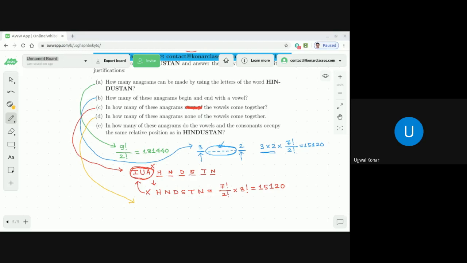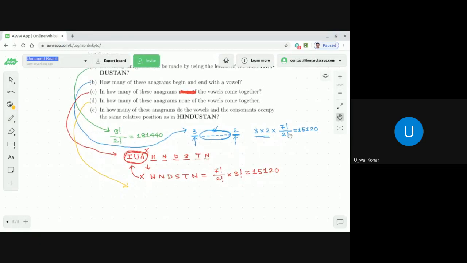Now, we can divide the task into 2 parts. In the first part, we arrange the 6 consonants, and that can be done in how many ways? 6 factorial by 2 factorial ways. Fantastic. Now, let's look into the 3 vowels. Let's look into the problem in this manner.